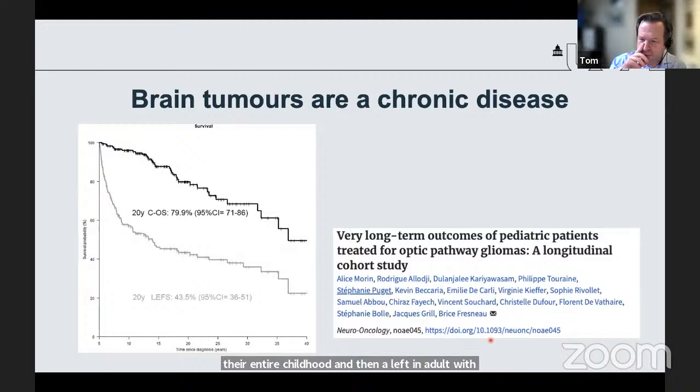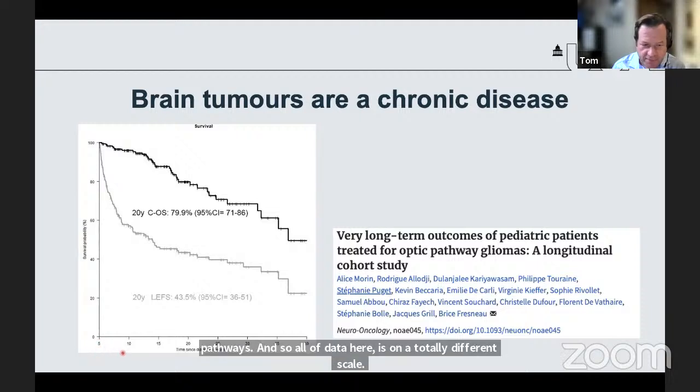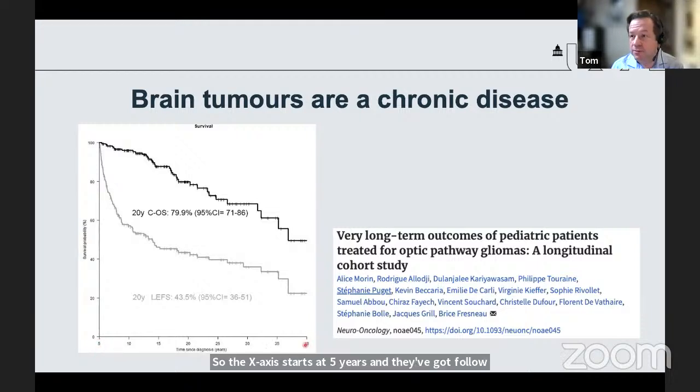And this is data that's really just been published by one of the French groups that shows this. So they've got long-term follow-up on children that have low-grade tumours in their optic pathways. And so all of the data here is on a totally different scale. So the x-axis starts at 5 years and they've got follow-up to 40 years. So you're taking children through into middle age. And this is the overall survival.